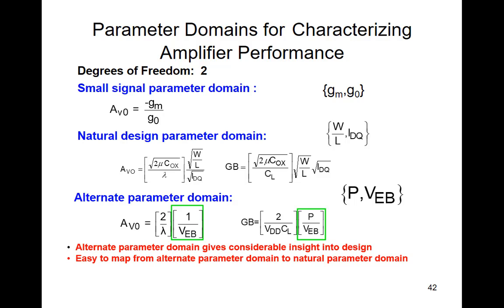It's easy to map, I didn't do it, but it's easy to map from this alternate parameter domain back to the natural parameter domain. We can write closed form expressions, and once we have P and Vx as bias, we can easily get W over L and IDQ. When we do the design, we need W over L and IDQ, right? But there's a closed form simple expression that maps between these two parameter domains. The alternate parameter domain provides modest parameter decoupling because in this case, the gain expression only depends on one of the parameters, not both of them.